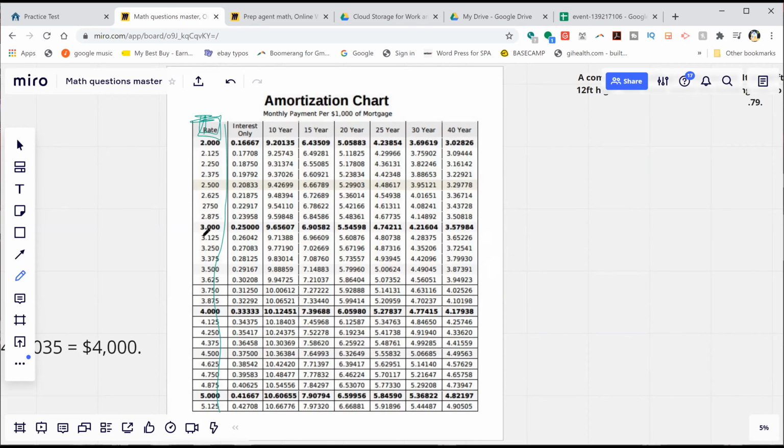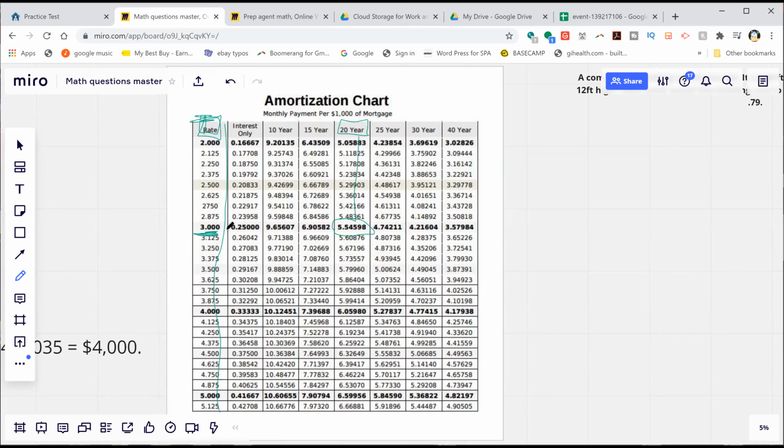What they have to do is give you a rate. So let's say you were given a rate of 3%, and they told you that the loan was going to be for 20 years, okay? So a rate of 3% at 20 years. You go down to where they meet, and then you would get this. But what is that? I don't understand what that is. Do you guys have any idea?